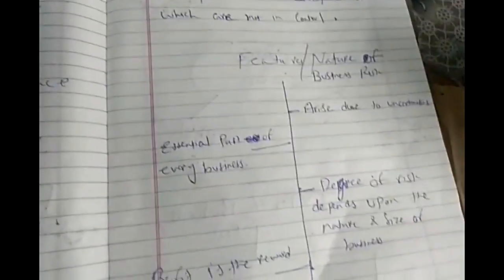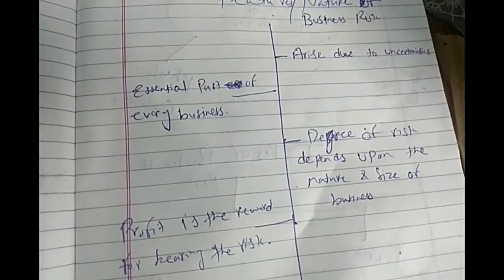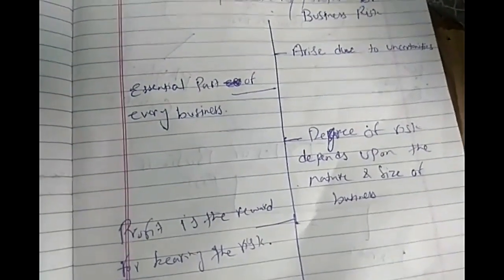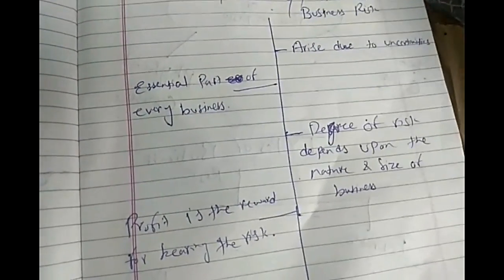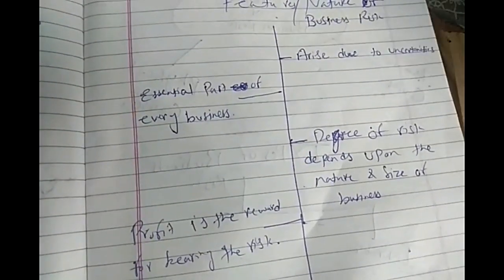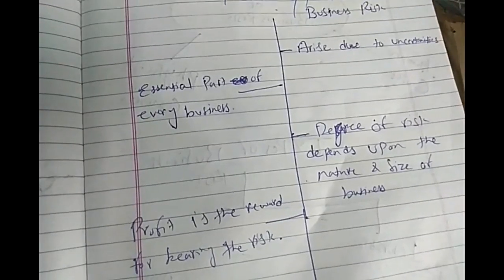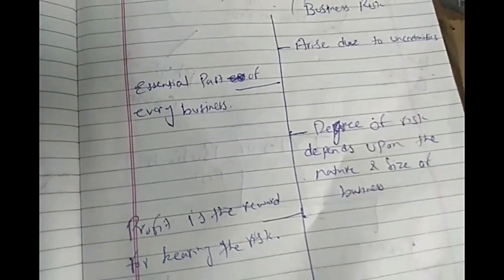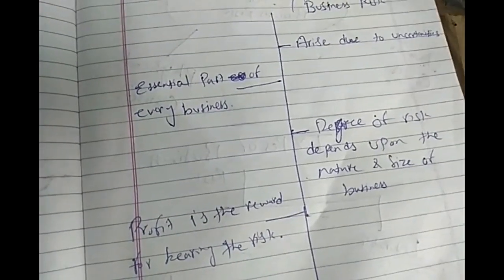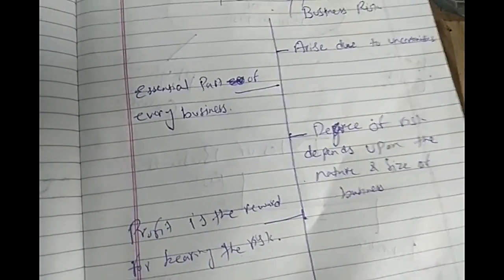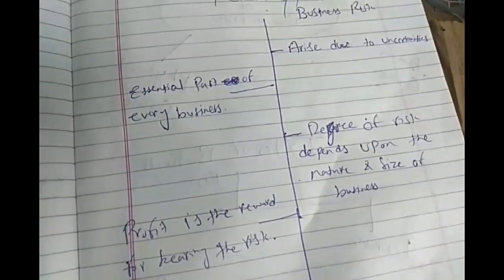That is clear. Next, the degree of risk depends upon the nature and size of the business. For example, businesses involved in fashionable goods obviously incur more loss in comparison to those goods which have standard quality and have made their image in the eyes of the public. Those have less risk in comparison to fashion items. That is clear.